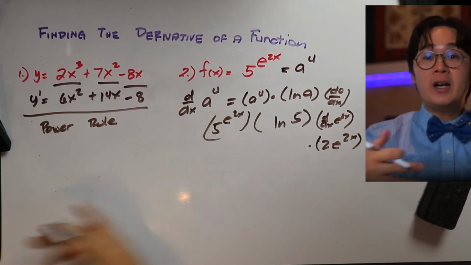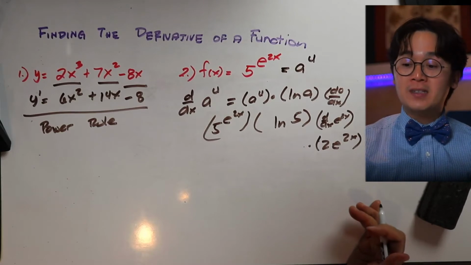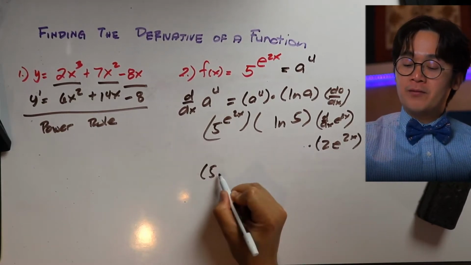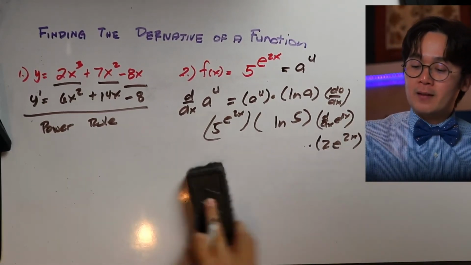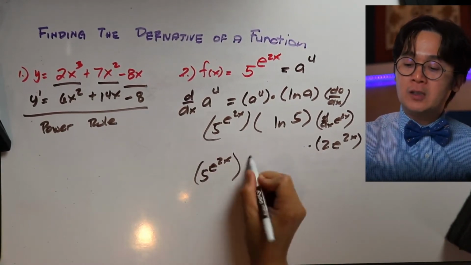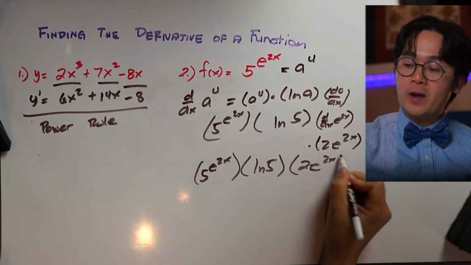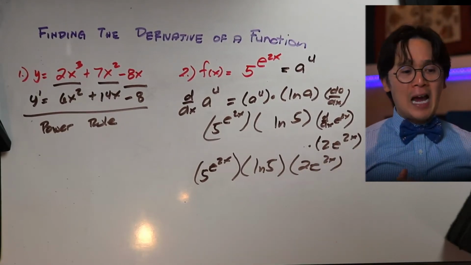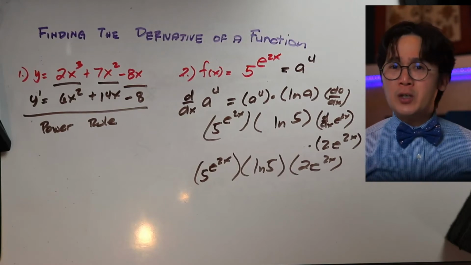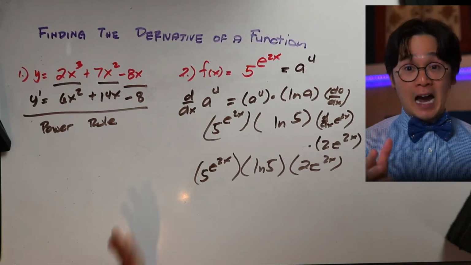That means we're able to find the derivative of 5 raised to e to the 2x by 5 raised to e to the 2x, multiplied by ln of 5, multiplied by 2e to the 2x. So the challenge here now is, did we use the formula correctly? And some students may doubt their answer.